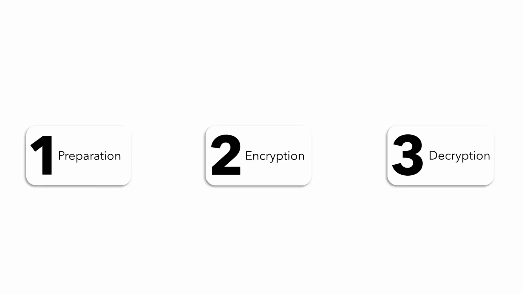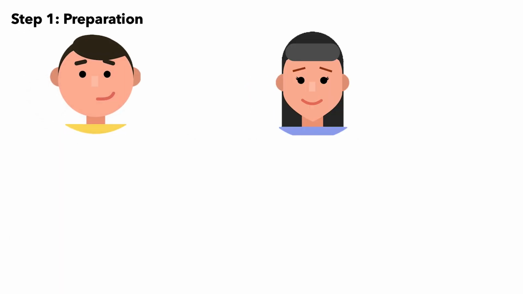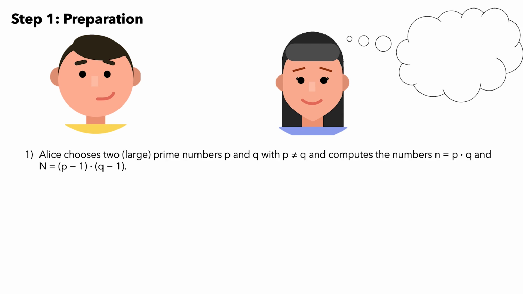This video is structured into the 3 parts: preparation, encryption, and decryption. Firstly, Alice has to make some preparations to compute the private and public key. She chooses the 2 different prime numbers, P equals 7 and Q equals 5.